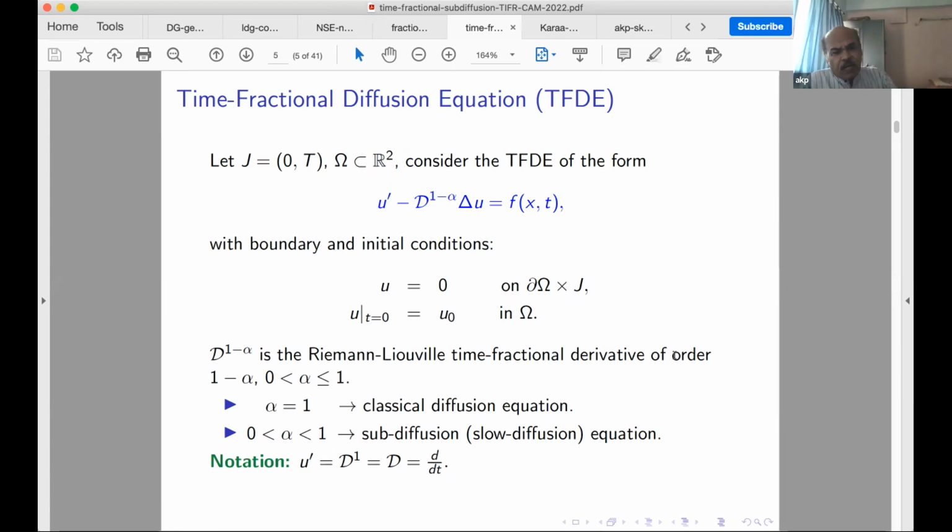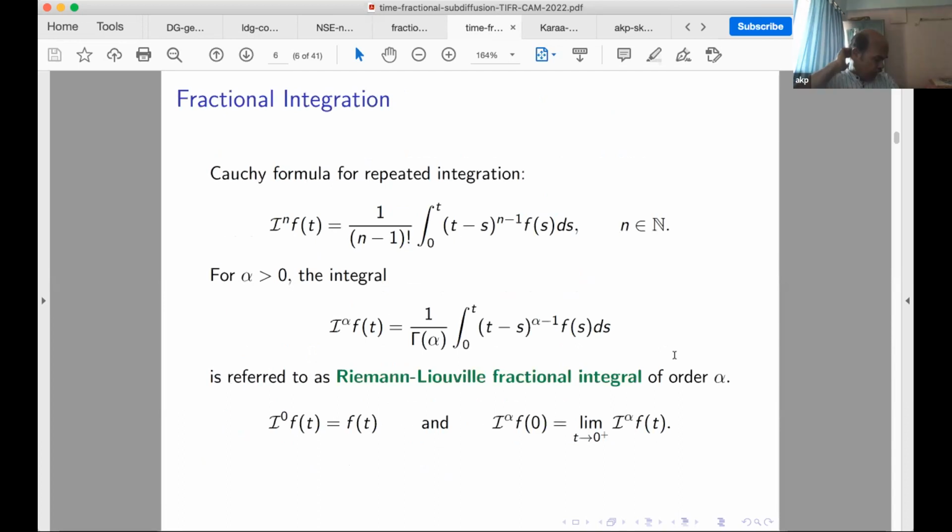It is called the Riemann-Liouville time fractional derivative of order 1 minus alpha, when alpha lies between 0 and 1. When alpha tends to 1, it is the standard diffusion equation, because this is going to be u prime minus Laplacian u. But we are interested in when alpha lies between 0 and a half, and it is called slow diffusion or subdiffusion problems.